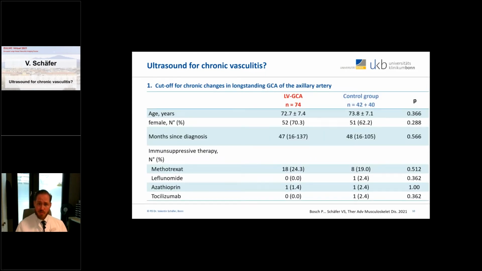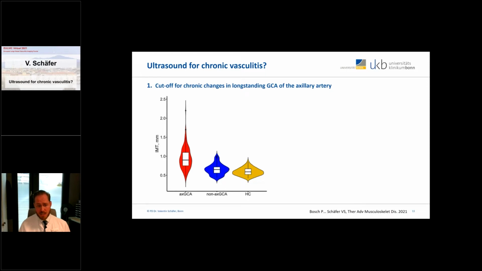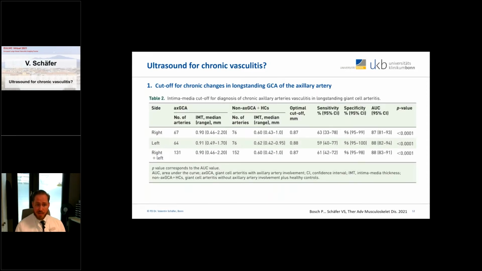We had one group of patients with large vessel GCA and another group, a control group, consisting of non-large vessel GCA and healthy controls. They're very similar in age and also very similar in extent and time of diagnosis. If you look at this graph, you can already see that there is a difference between axillary GCA, non-axillary GCA, and the healthy controls. So we, of course, wanted to look for a cutoff value for both axillary arteries, and it yielded a cutoff value of 0.87 millimeters.